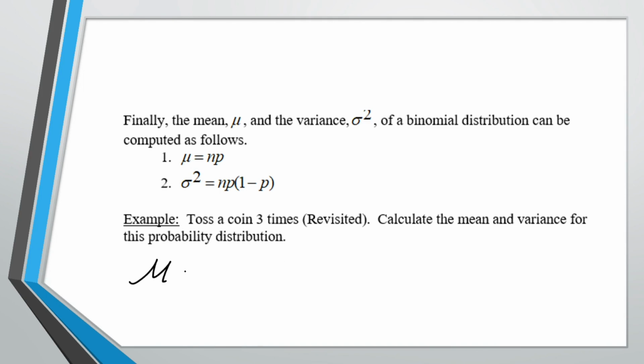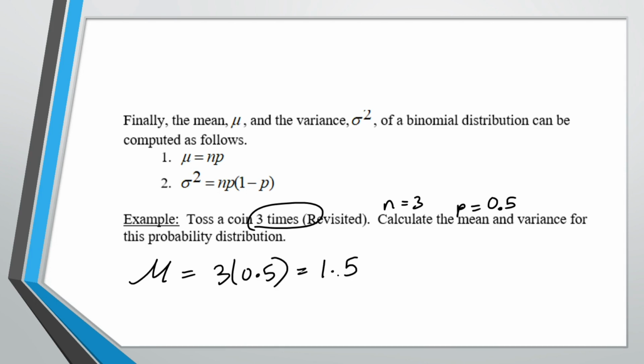The mean is equal to n times p. Since we're tossing it 3 times, n must be 3, and we know the probability of success is 0.5. So we have 3 times 0.5, and this gives us 1.5. And if you go back to our previous notes, we did get, in the long run, 1.5 heads on average.